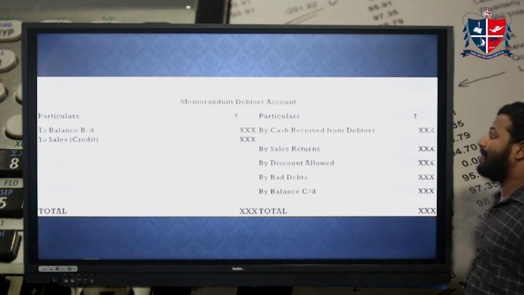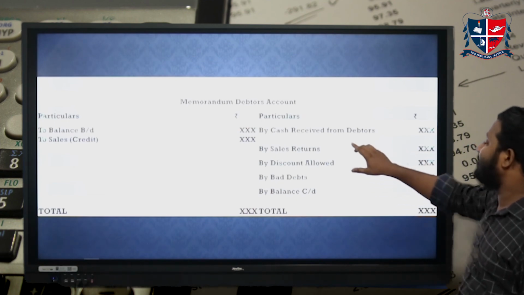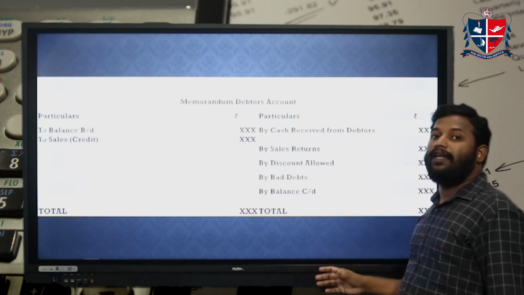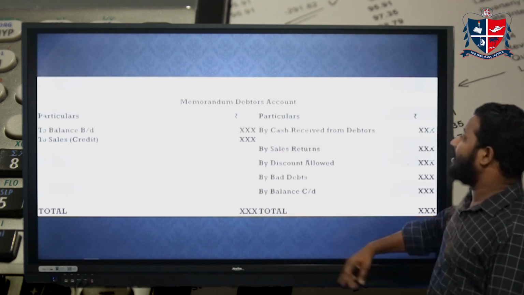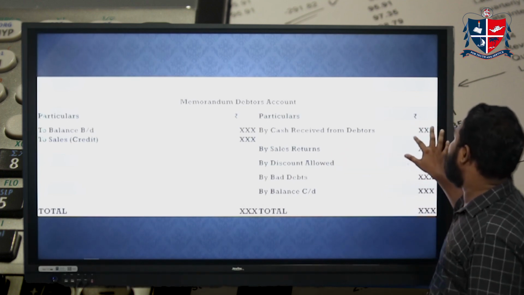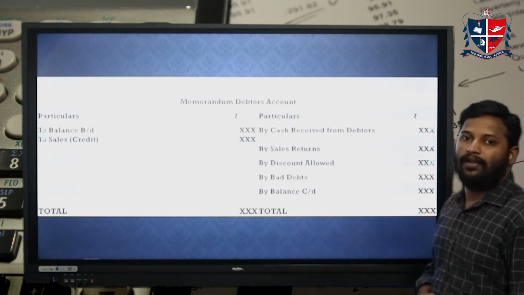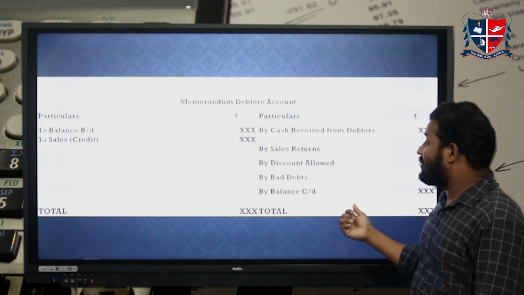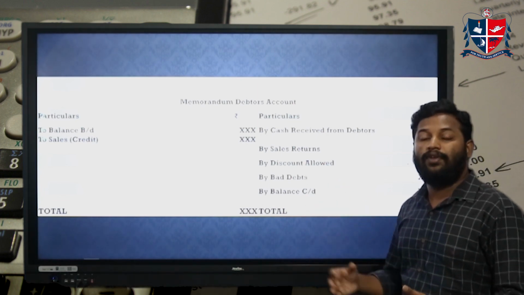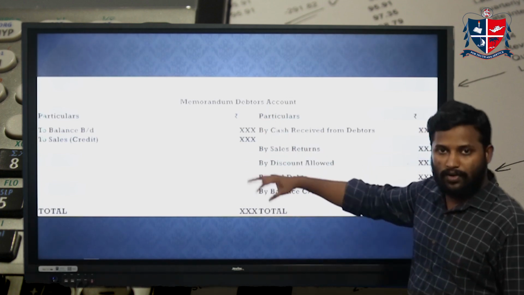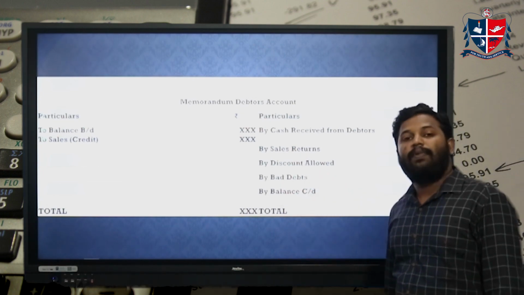Also, in the branch account, basically we prepare memorandum debtors account for the cash received from debtors. If they have not given you the details, then you definitely need to prepare memorandum debtors account in that question and find out the cash received from debtors. Also, we need to write the closing debtors in the branch account. In the question, they may not give you the closing debtors. If so, you need to prepare the whole account and find out the balance carried down. That's all with regard to memorandum debtors account.